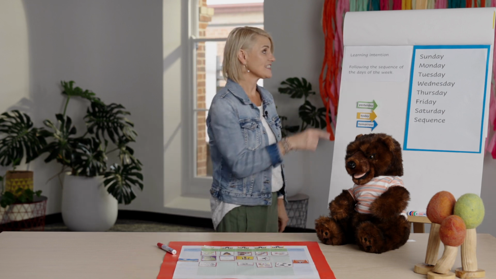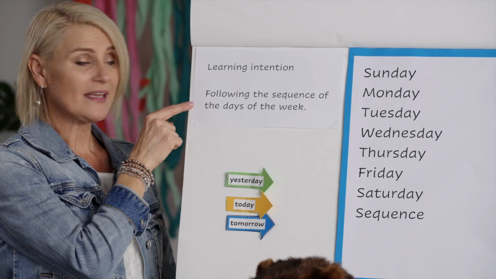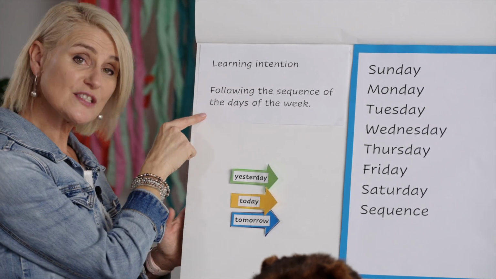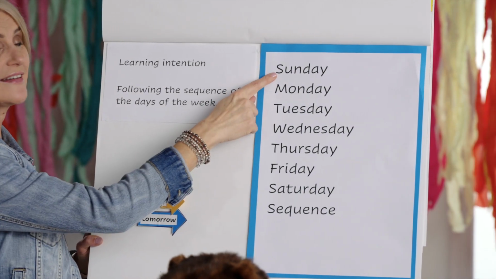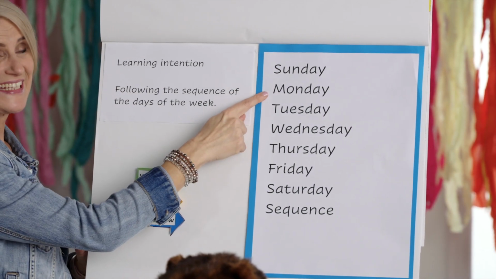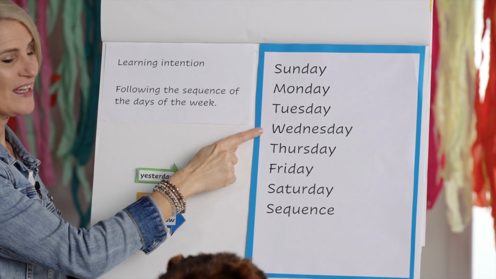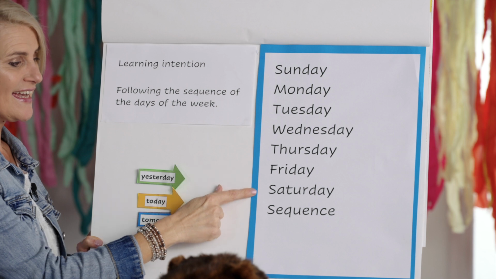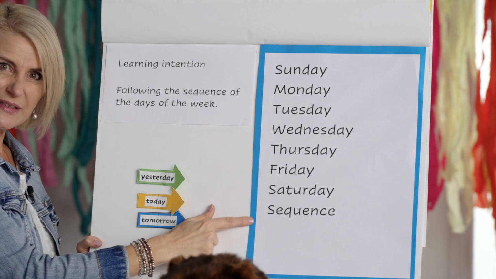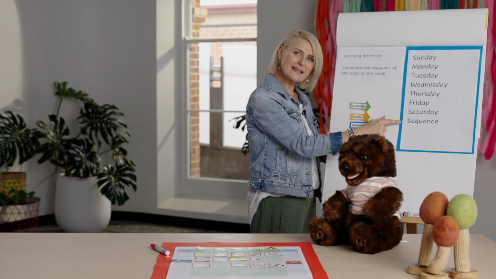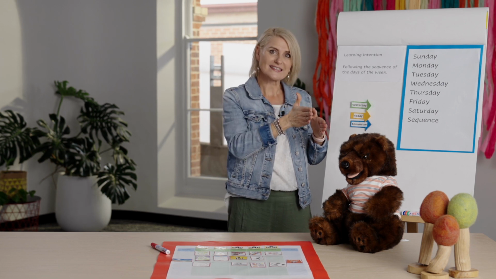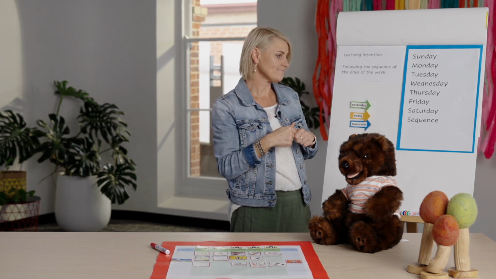The learning intention for today's lesson is following the sequence of the days of the week. Our focus words for today's lesson are Sunday, Monday, Tuesday, Wednesday, Thursday, Friday, Saturday, and sequence. When we talk about a sequence, it is an order of events as they happen. Following a sequence of events, and that's what we'll be doing in today's lesson.